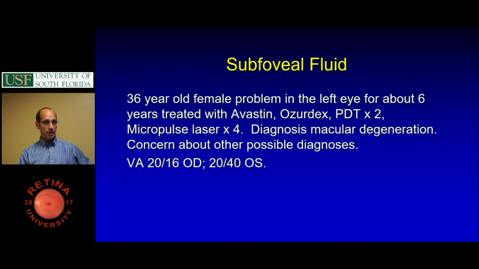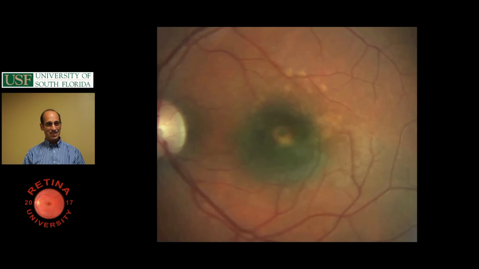I do have 2 patients right now who have this problem. This is a 36-year-old female who's had a bunch of treatments in the left eye for about 6 years by another retina person. Avastin, Ozurdex, PDT, micropulse laser, so you know it's not me, I don't have that. And the left eye is getting worse from her cataract. And this is her picture. And this is a subfoveal nevus.